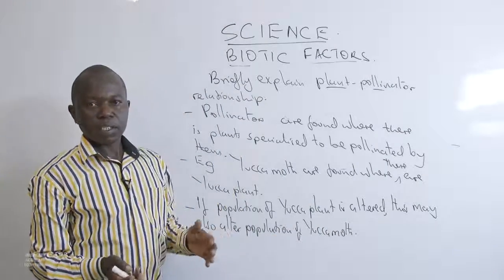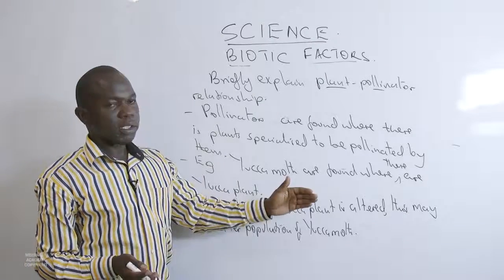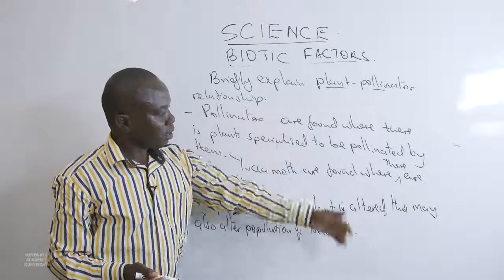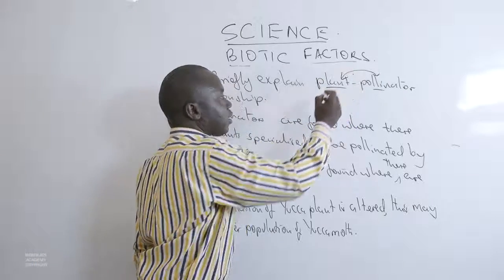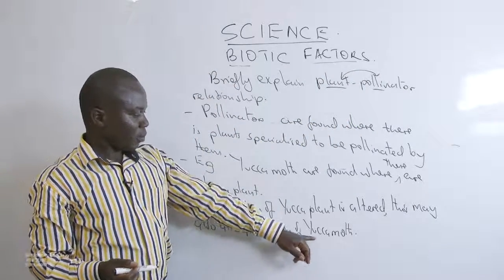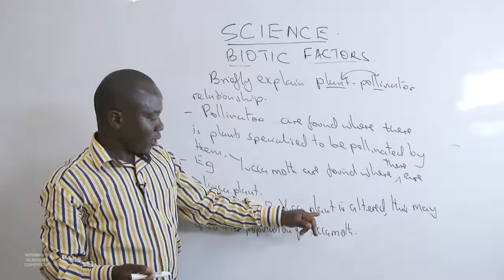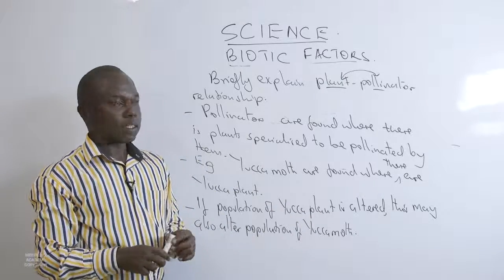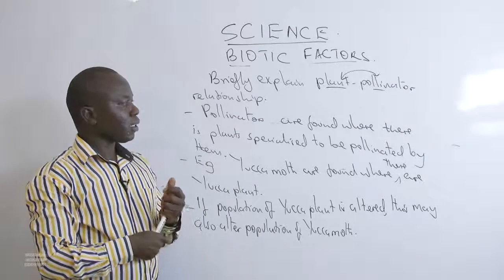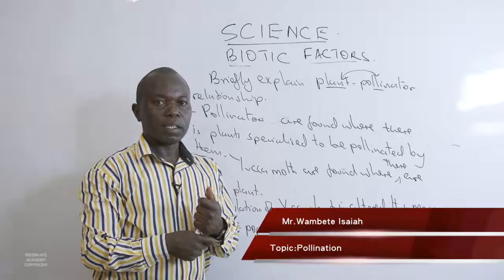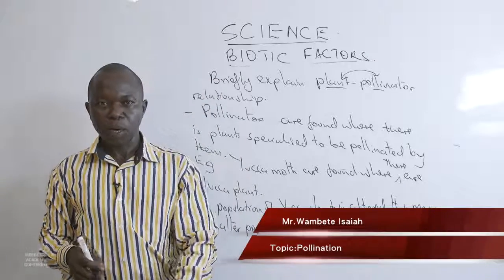So this is the kind of relationship we have been talking about. When one organism is affected, it affects the distribution of the other. That's why we are talking of the plant-pollinator relationship, the yucca plant-yucca moth relationship. I think with those questions, you have been able to get the relationship very clearly. So thank you for your attention.